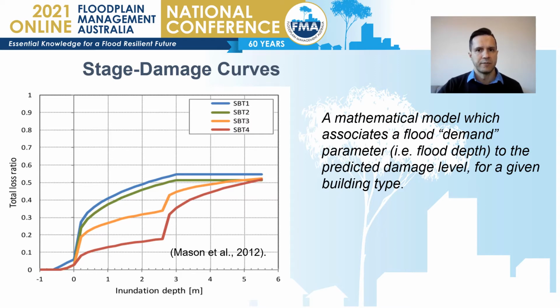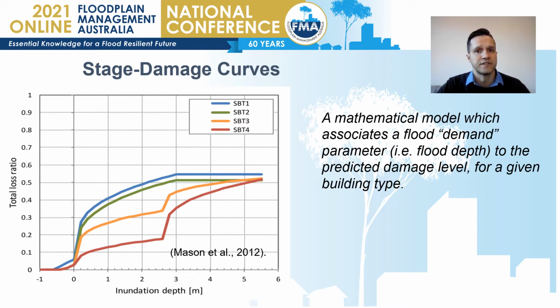So what are stage damage curves? Well, first of all, typically, a building damage assessment model for flooding takes the form of a stage damage curve. And this is a mathematical model which associates a flood demand parameter, in this case flood depth, to the predicted damage level for a given building type. And as you can see in this chart, the flood depth is represented on the horizontal axis, while the damage level is on the vertical axis.